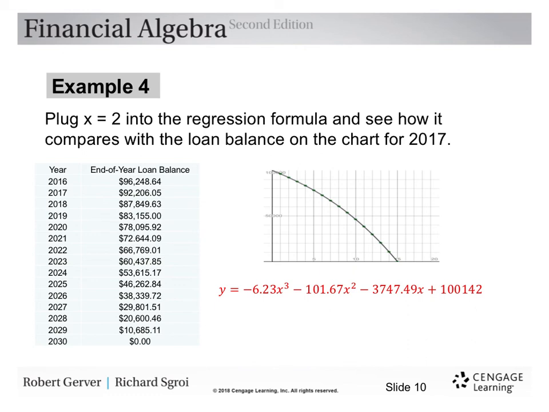All right, so now we want to plug in x equals 2 into the regression formula and see how it compares with the loan balance on the chart for 2017. Okay, because let's see if this formula is really as accurate as we think it is. So if I plug in x equals 2 into my formula, this is what I come up with: $92,190.50. Well, if I look at year 2 on the table, it's $92,206.05. So these are fairly close together, okay? So it looks like our regression formula is pretty accurate.